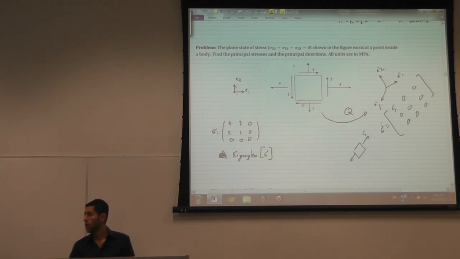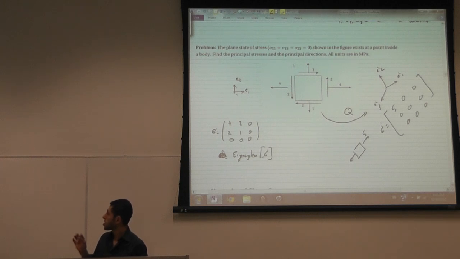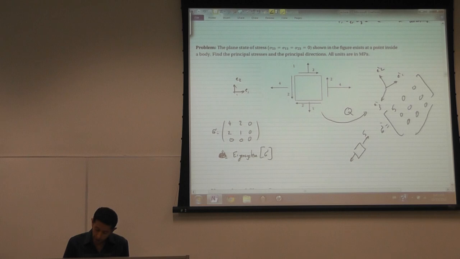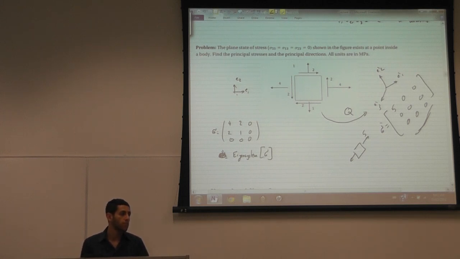And it's just important to notice that this matrix, which only has one number, 5, and this matrix that has 4, 2, and 1, they both describe exactly the same state of stress. The difference is just the orientation that I'm looking at.